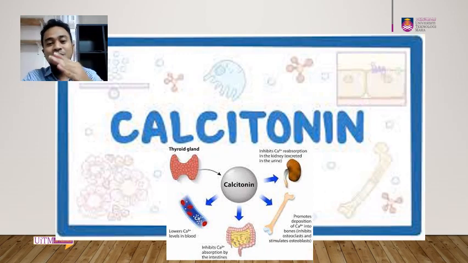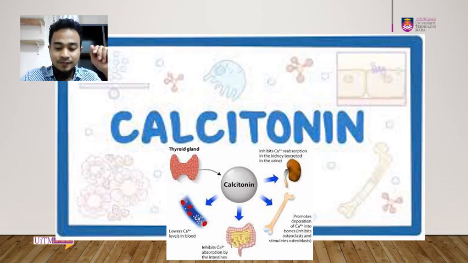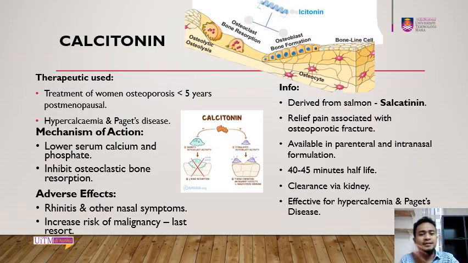Okay, so let's move to the detail, especially on the mechanism. All right, so calcitonin, what you need to know. Number one, this is treatment for women who have been facing osteoporosis for less than 5 years, on the first category, which is postmenopausal osteoporosis. And number 2 and number 3, again the same thing as the bisphosphonate, which is hypercalcemia and Paget disease.